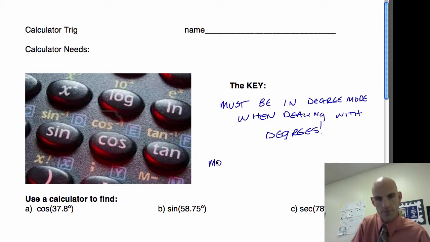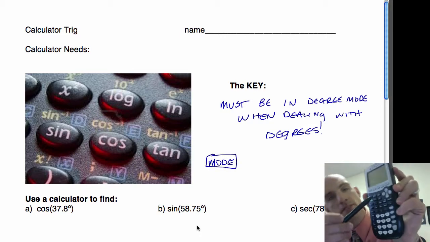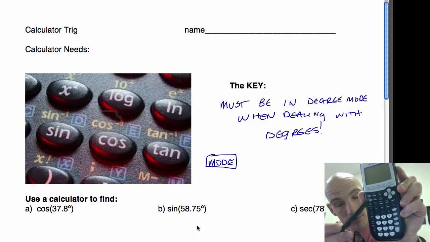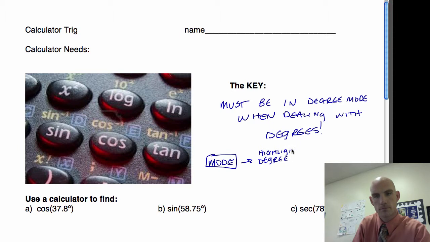You need to go to mode. So you'll press the mode key. It's right here, by the second button. See it? And when you go there, you're going to see a menu that gives you a bunch of different options, and you need to highlight degree. Okay, so this is an 83 or an 84 from TI.